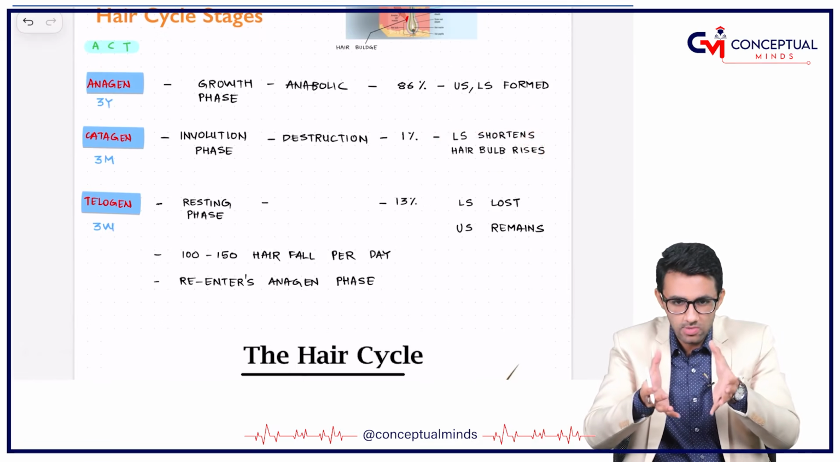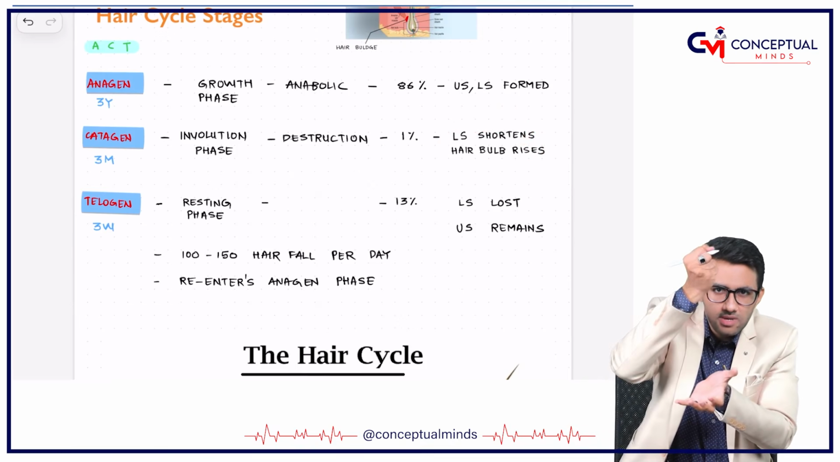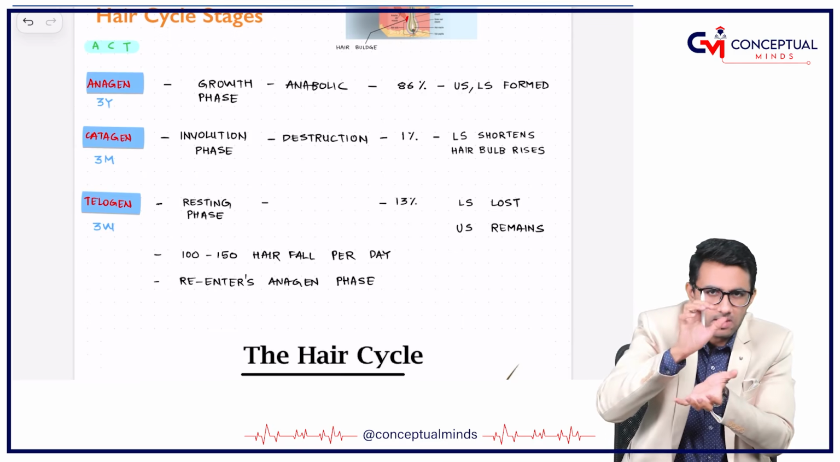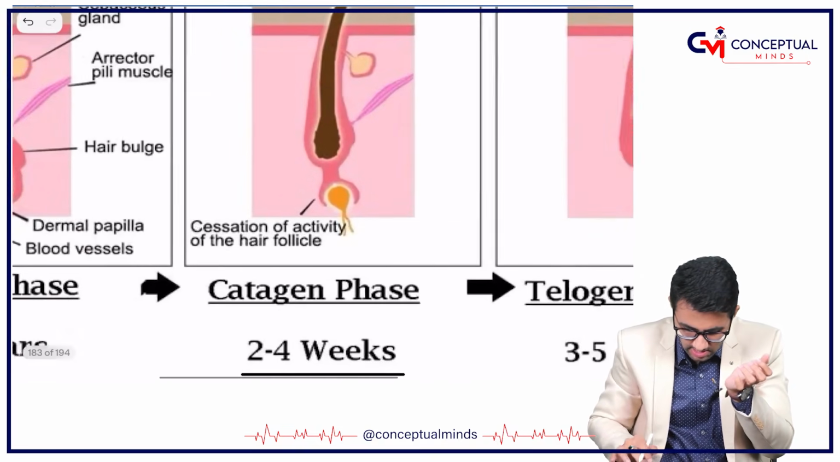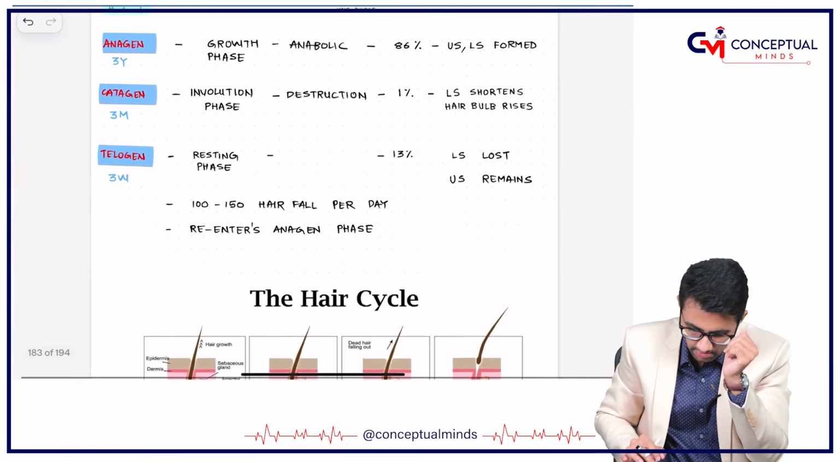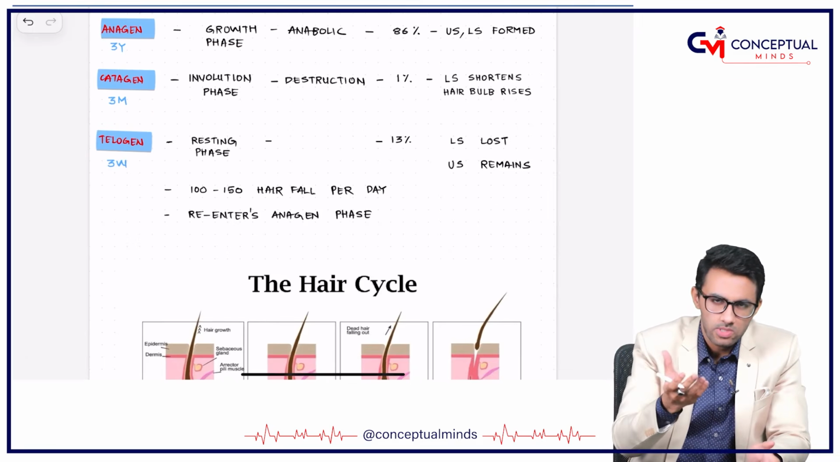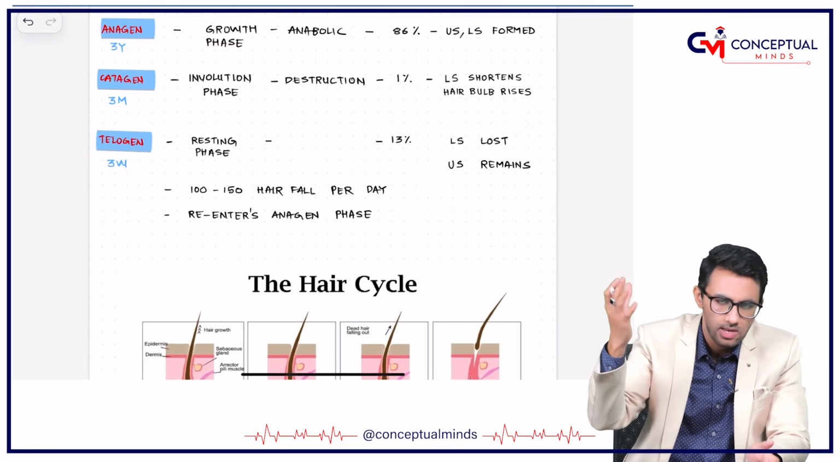Because of the lower segment shortening, that is involution, the hair bulb is coming up, as we can see here. The hair bulb was here, the hair bulge here, now it is here. One point is cleared very clearly. Now we have the telogen. After telogen, what's going to happen? Bye bye. The hair is going to get uprooted.